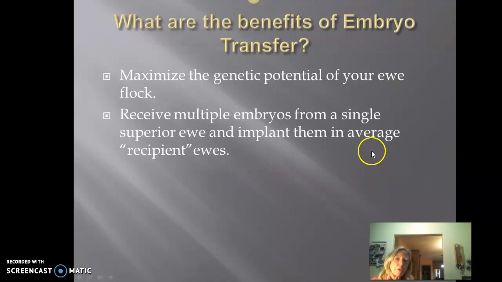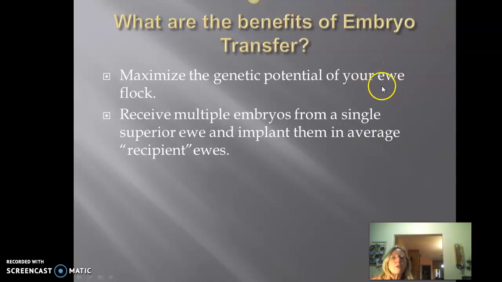The benefits of embryo transfer, like I said, is you can maximize the genetic potential of your ewe flock. So you have a really good ewe and you want to make more of her. In her lifetime, a ewe, if she has twins for 5 years, she will produce 10 lambs, right? And of those, half of them will be wethers, which could be good. Maybe she's producing a new buck lamb. But what you really want to make a good sheep flock is a good ewe flock.